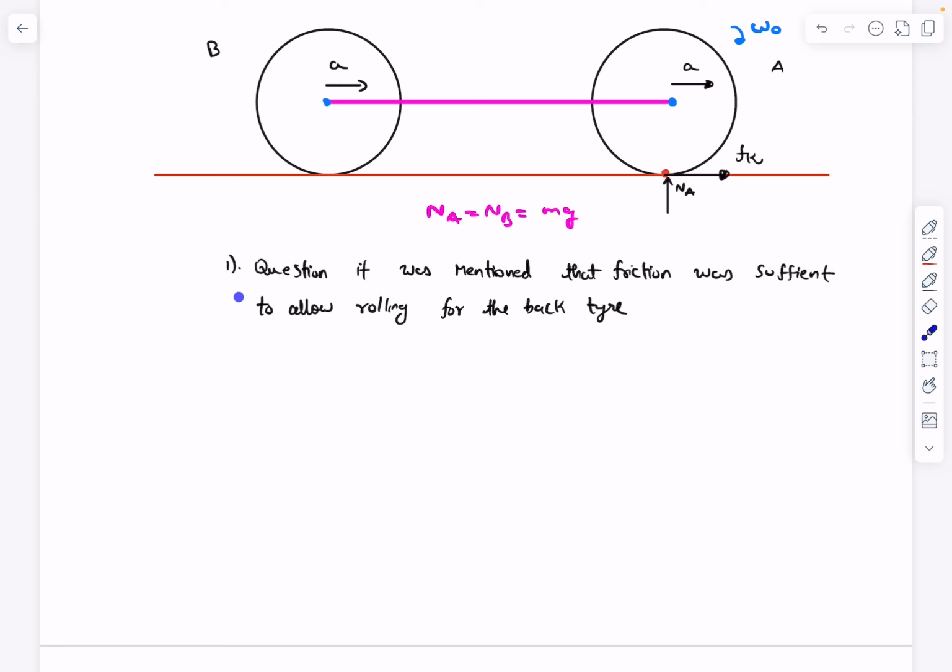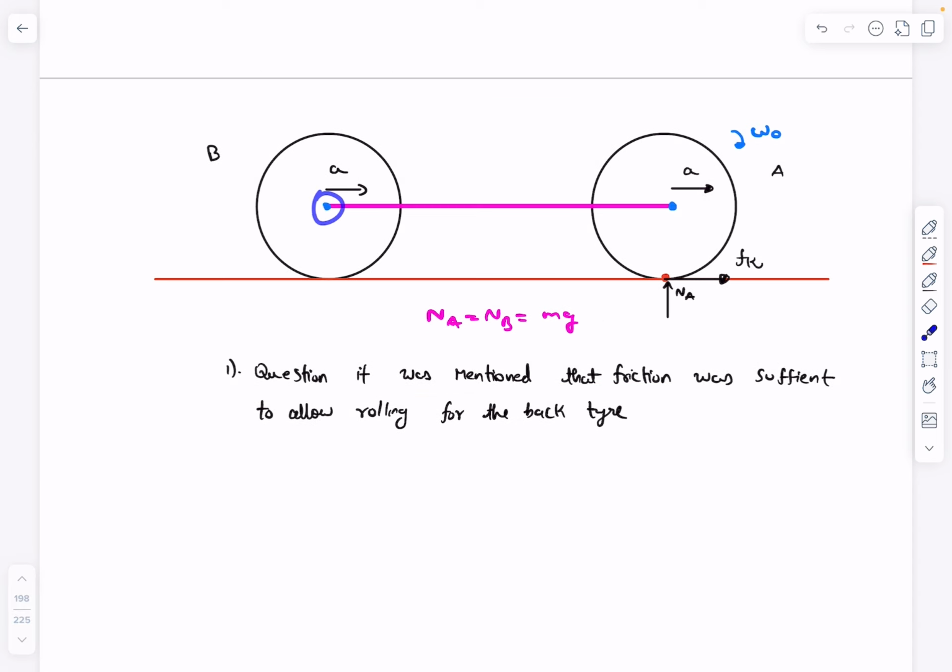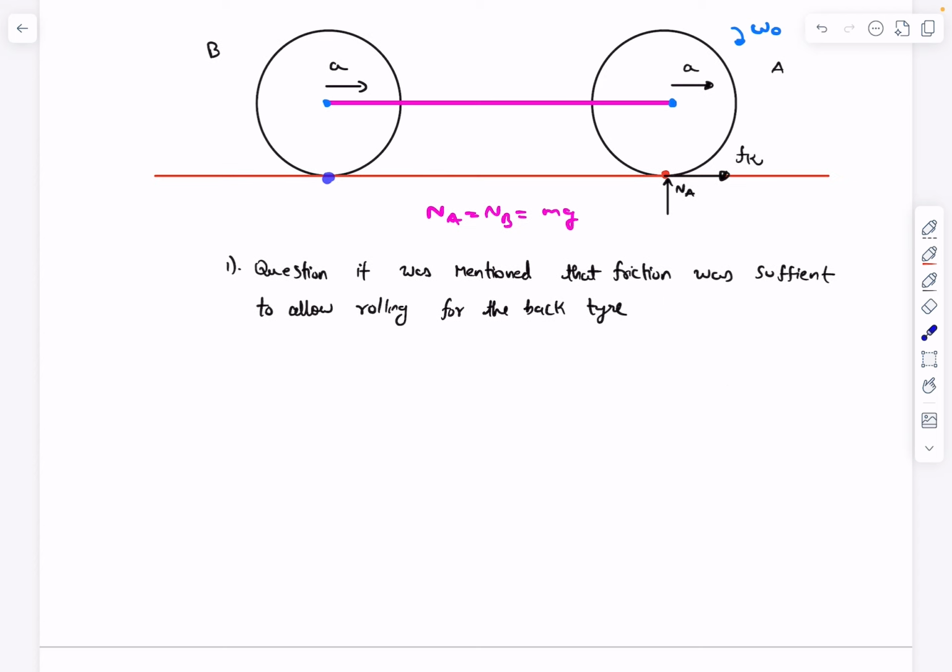In the question it was mentioned that friction was sufficient to allow rolling for the back tire, which means disc B will start rolling immediately after the motion starts. If the bottommost point of disc B is not slipping, then it must have a clockwise angular acceleration, such that the translational acceleration is equal to the rotational acceleration, so that the bottommost point does not slip, right?